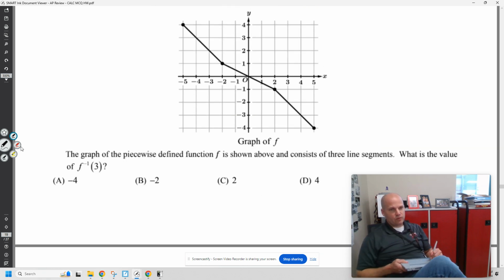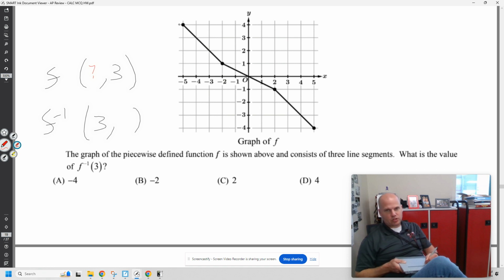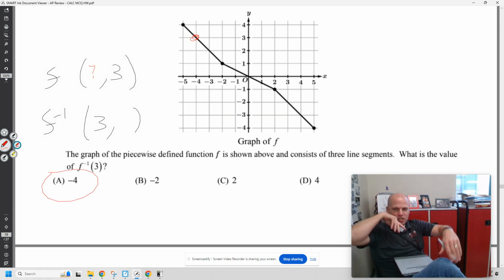F inverse of 3. F's got some point that has a y coordinate of 3. I'm trying to find that x coordinate of F that produces a y coordinate of 3. That point is -4.